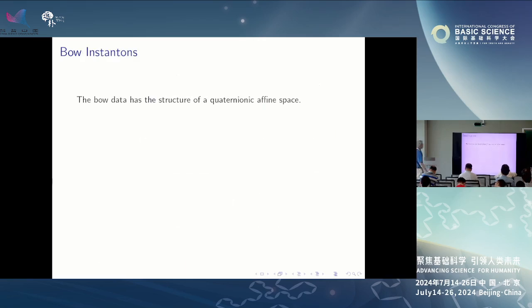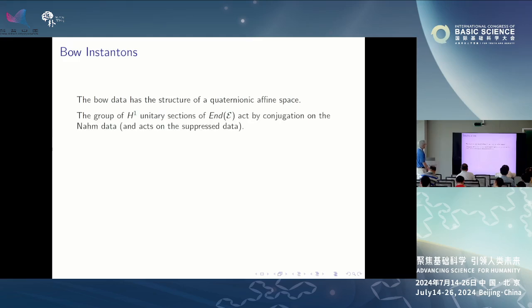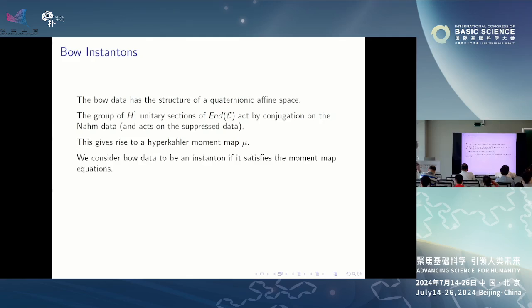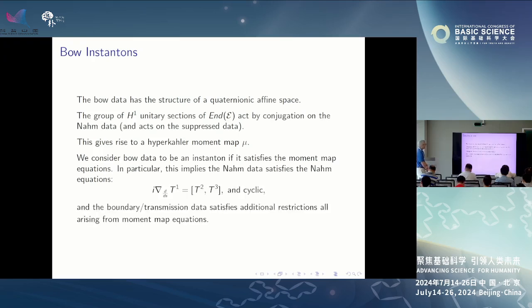Okay, so again, the Bow data, that sounds to me like the name of an actress or something. The Bow data has the structure of a quaternionic affine space. So we have a group of H1, in the sense of Sobolev H1, unitary sections of endomorphisms. They act by conjugation on the Nahm data and on the suppressed data. And this gives rise to a hyperkähler moment map mu. So we consider the Bow data to be instanton if it satisfies the moment map equations. So that's how we define instantons in this context.